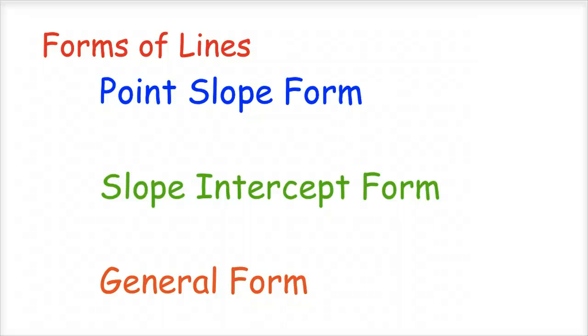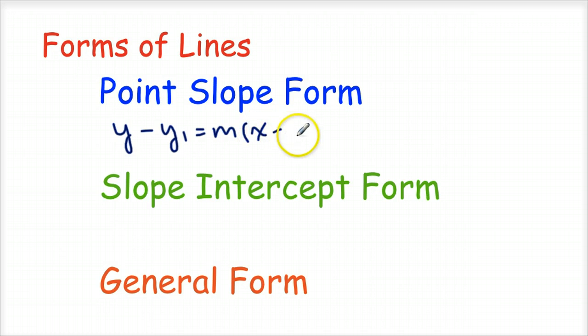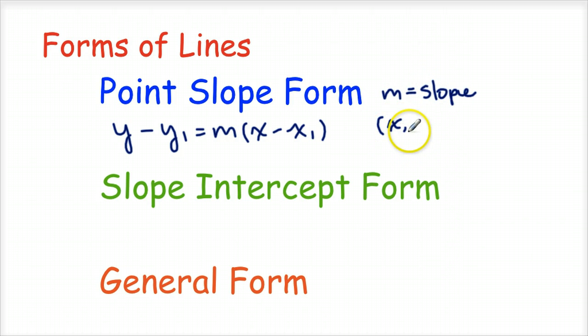Hi everyone. Tonight we're going to be talking about the different forms of linear equations that we would deal with. There are three main ones that we're going to work with in this chapter. The first one is what's called point-slope form, and you've all probably seen these before. Point-slope form is y minus y1 equals m times x minus x1. And in this case, m equals the slope of the line, and x1, y1 equals a point on the line.